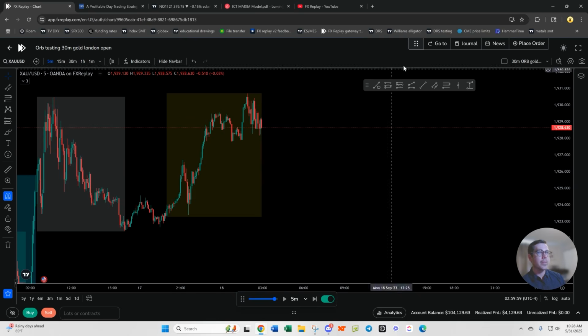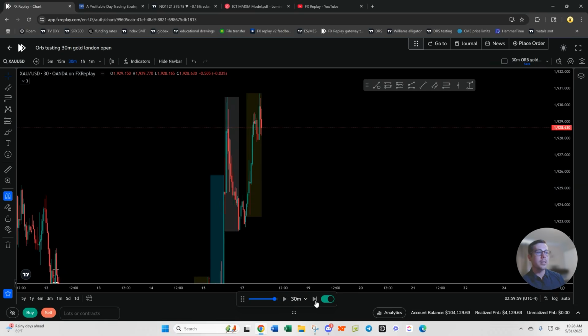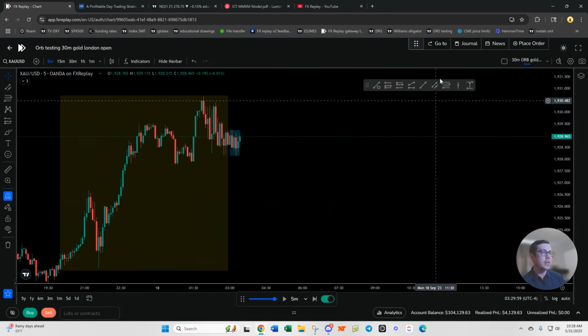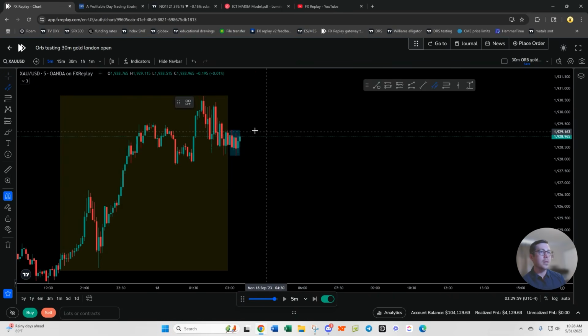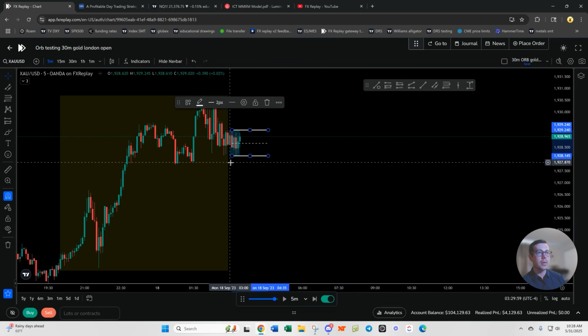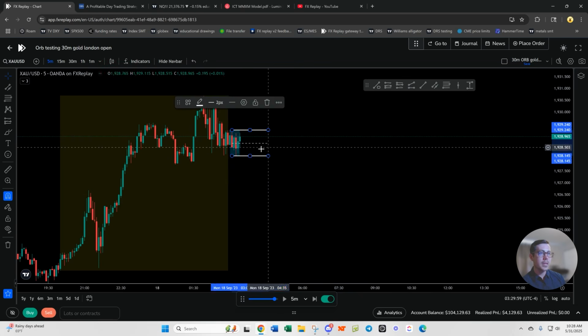But now we're into the next day. So 30 minutes, play one candle forward. This is a much smaller opening range. So we can come here, we've got our high, we've got our low. What was the first candle? The first candle was green in this case.